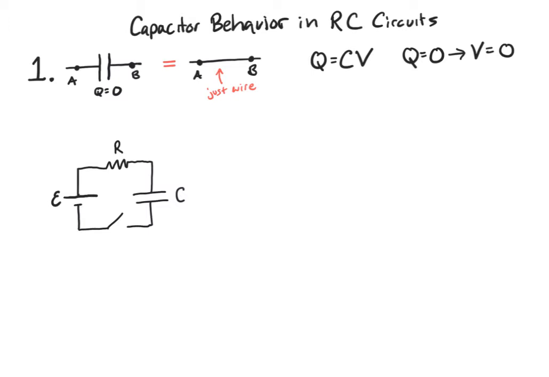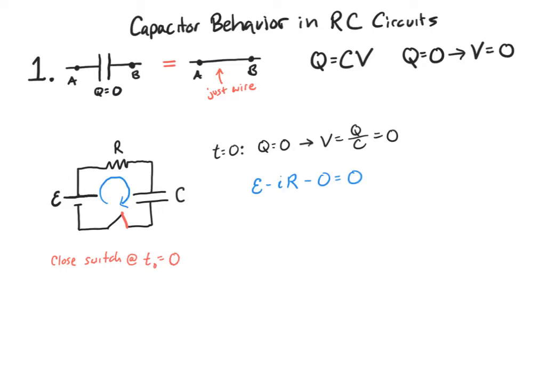Now let's say that we close the switch at time t equals 0. It takes time for a capacitor to charge up, so right after the switch is closed, there's still no charge on the capacitor, which means there's no voltage across the capacitor. And so if we use the loop rule on the circuit, we'll find that the voltage across the resistor has to be equal to the voltage across the battery. This is just as if the capacitor wasn't even there.